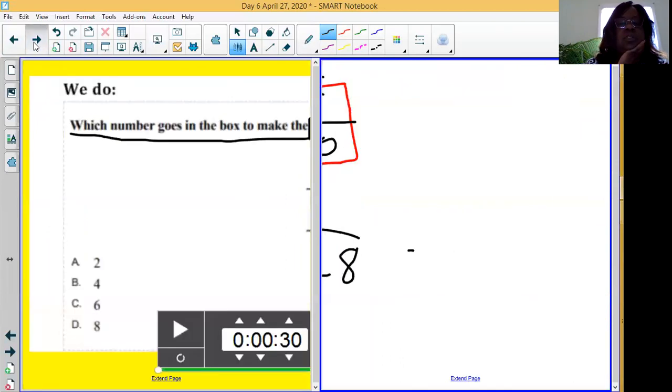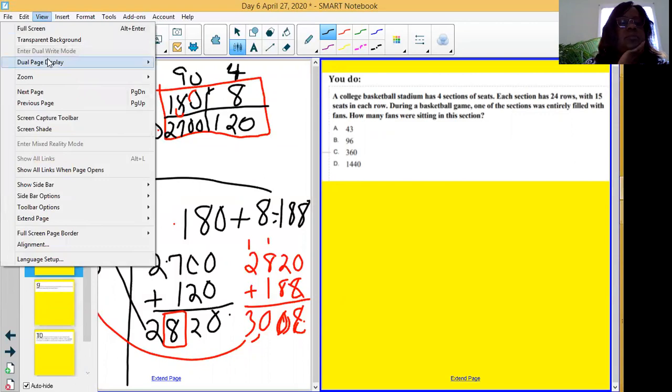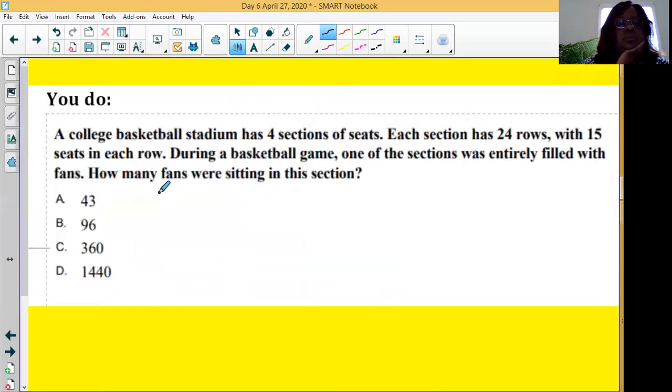Okay, if you need additional time, just pause your video. The next problem: a college basketball stadium has 4 sections of seats. Each section has 24 rows and 15 seats in each row. When a basketball game was played, one of the sections was entirely filled with fans. How many fans were sitting in this section?